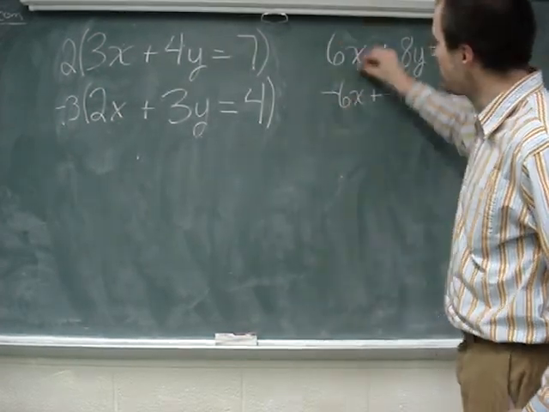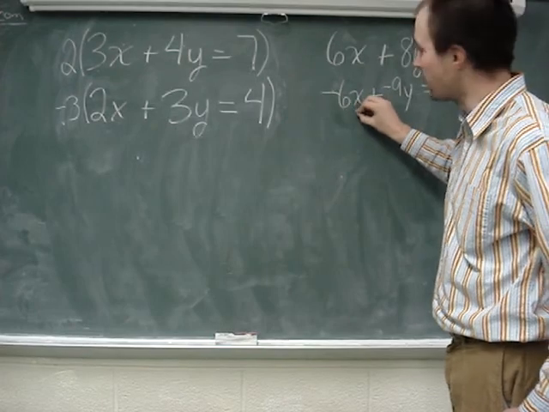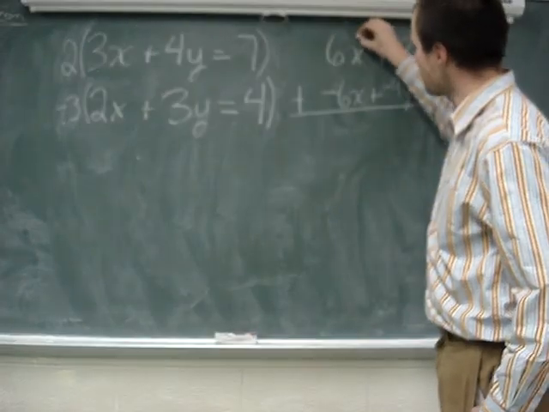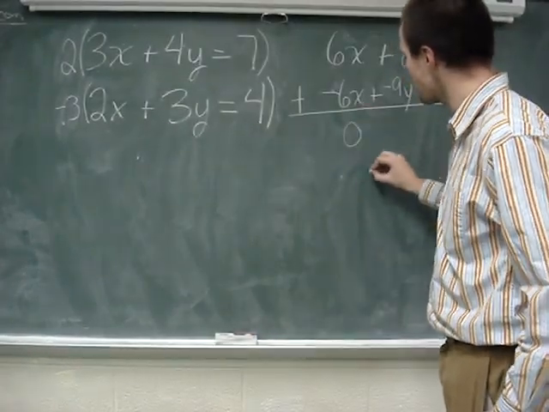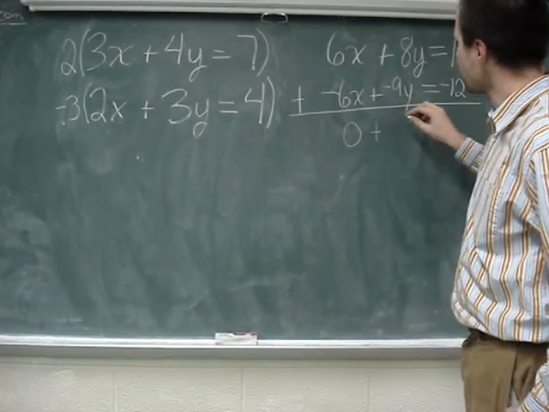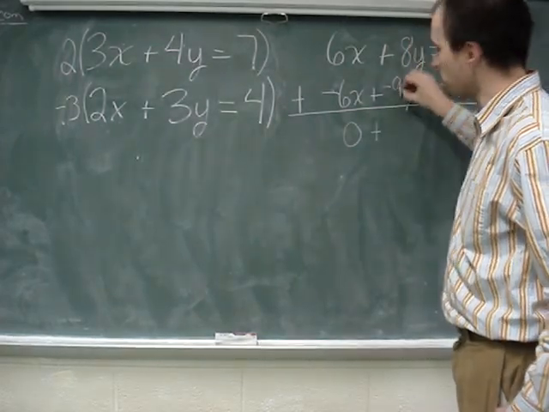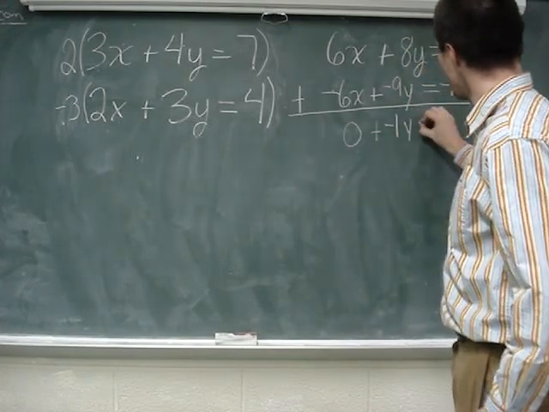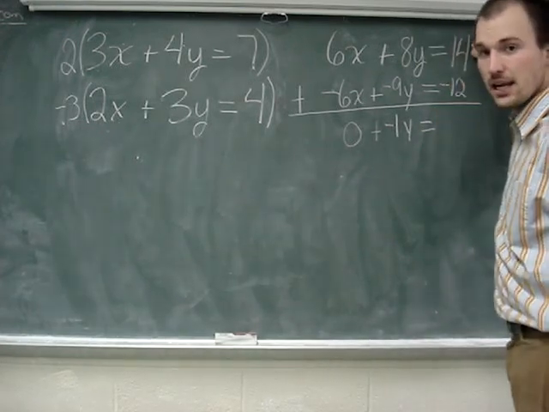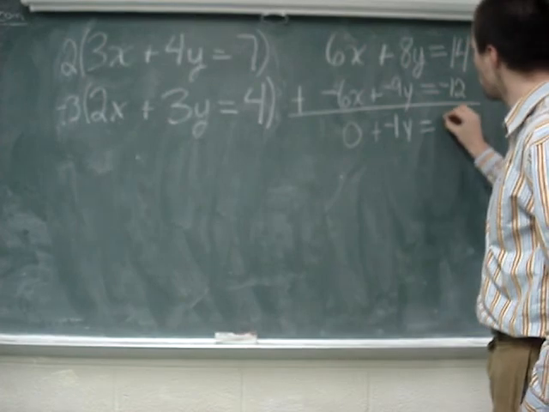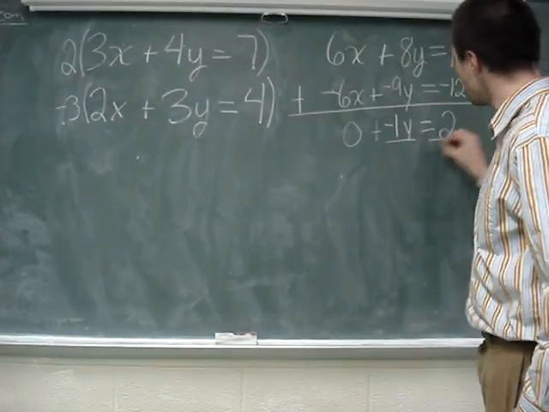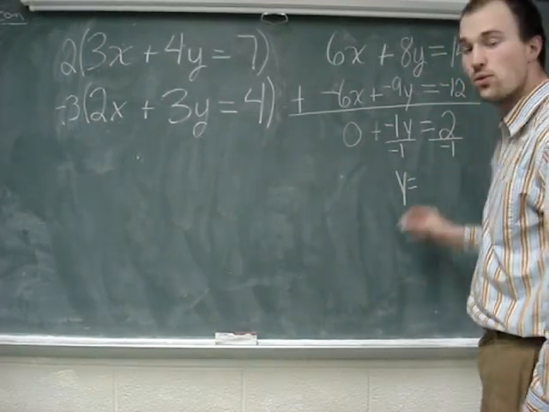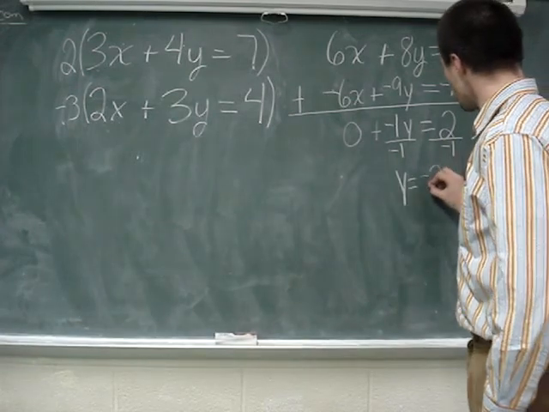At this stage, we see that we have a positive 6x and a negative 6x. We are to add these two terms together. I get 6x plus a negative 6x, or 0x, plus 8y plus a negative 9y, or 8 minus 9, which is a negative 1 times y, is going to be equal to 14 plus a negative 12, or 14 minus 12, which gives me 2. Dividing both sides by a negative 1, I find myself with y being equal to 2 divided by a negative 1, or a negative 2.